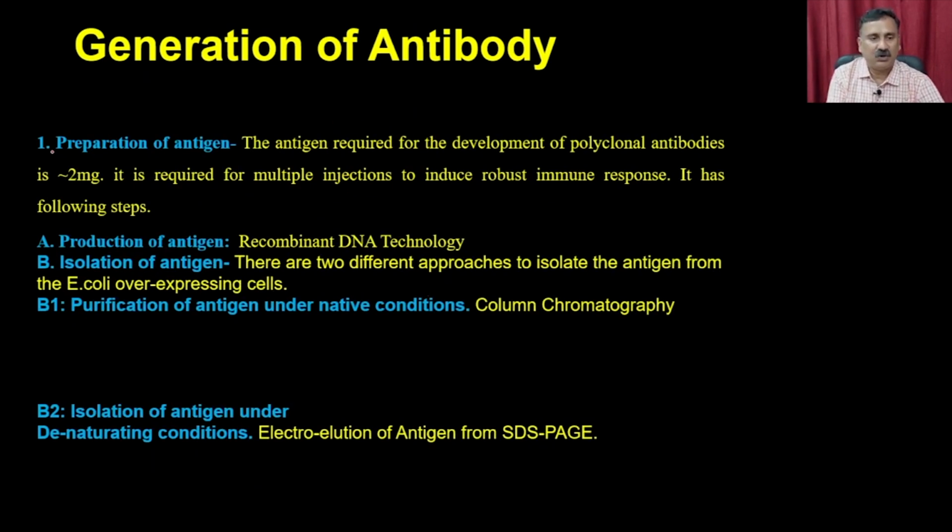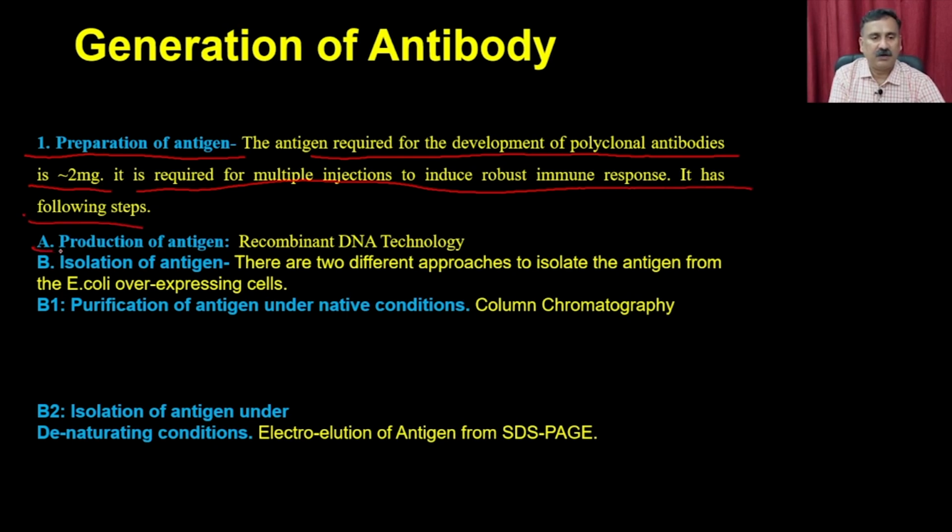So, the preparation of the antigen. The antigen required for the development of polyclonal antibody is approximately 2 milligrams. It is required for multiple injections to induce a boosted immune response. It has the following steps. First, you are going to produce the antigen. You can use recombinant DNA technology to clone the antigen of your interest, and then you can overexpress that in large quantities. Then you can do the isolation of the antigen.